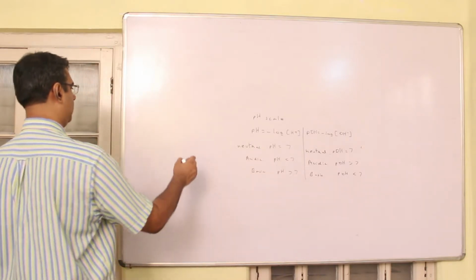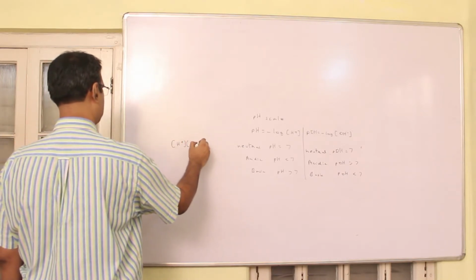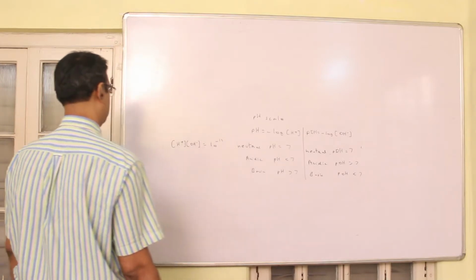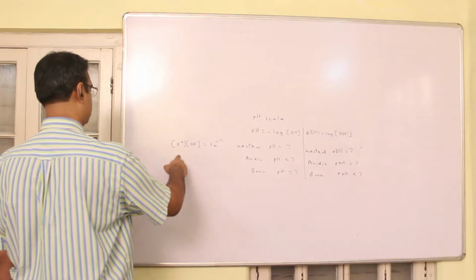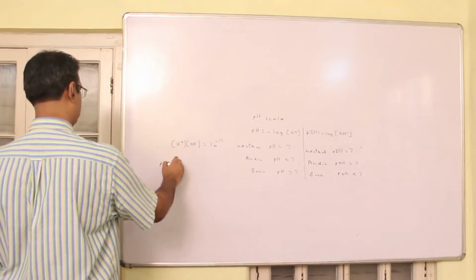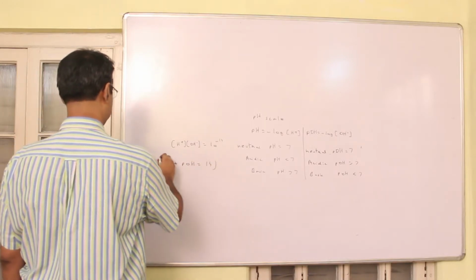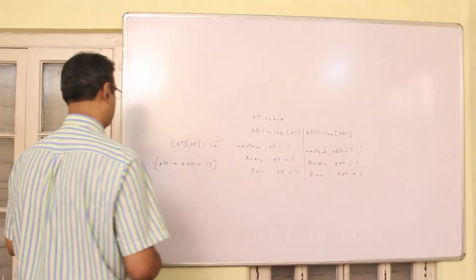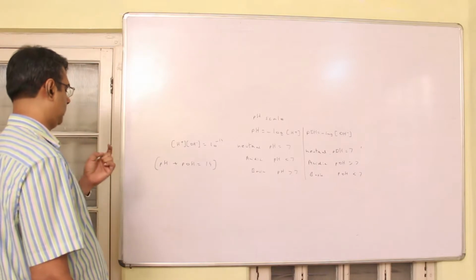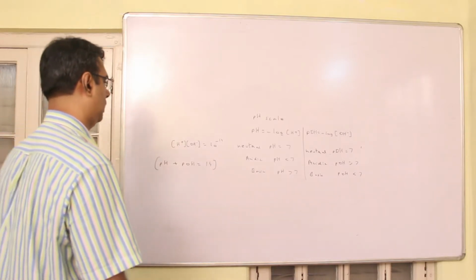Now at 25 degrees Celsius, the product of the concentration of H plus into the concentration of OH minus is 10 to the power minus 14. So if you take negative log on both sides, then you will get a very important relation, that pH plus pOH is equal to 14. So this is a very, very important relation between pH and pOH.